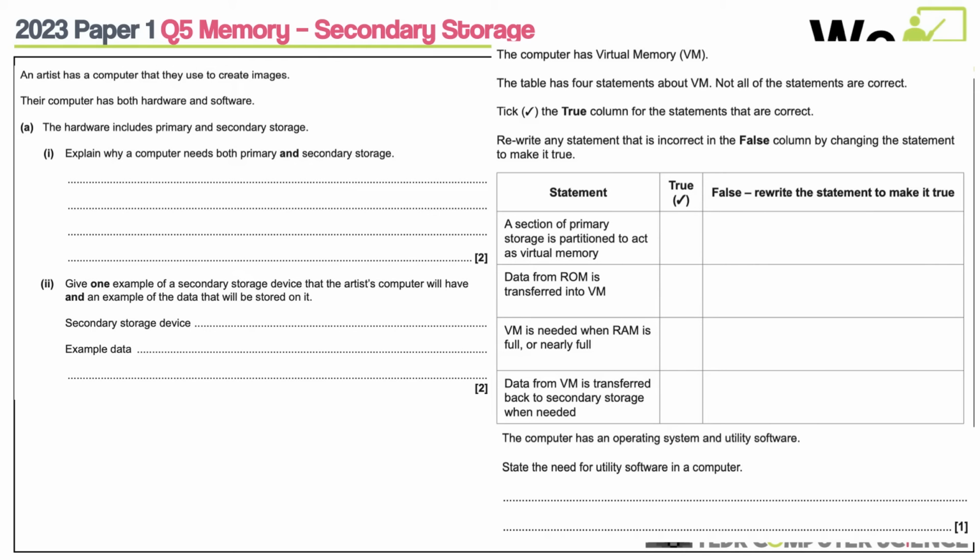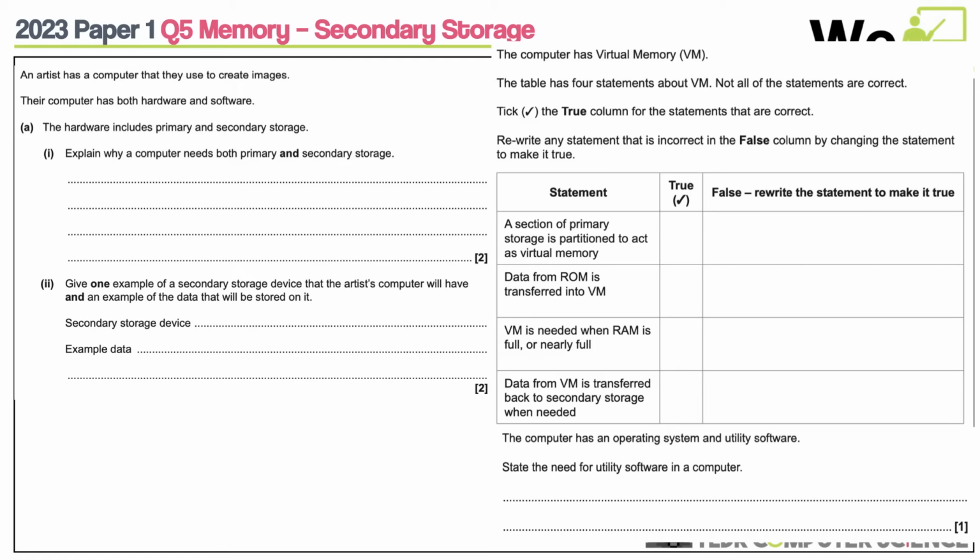Okay, now we're on to memory and secondary storage. An artist has a computer that they use to create images. Their computer has both hardware and software. Makes sense. Hardware includes primary and secondary storage. Explain why a computer both needs primary and secondary storage.